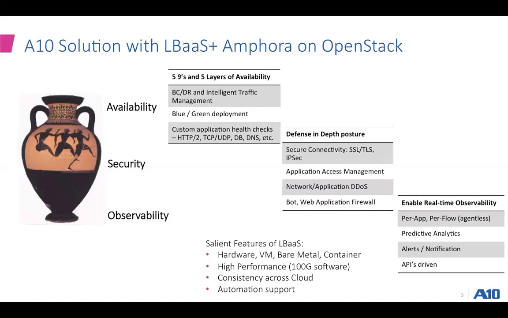So with this solution, our LBaaS can run either as high performance hardware, as a VM, as bare metal, or as a container. We bring in high performance with our integrations around SR-IOV and DPDK, so you can run our software as a single instance at 100 gig. And then you get the same feature functionality across multiple clouds. We realized that there is a need to automate the workloads as well as automate the deployment and configuration of the load balancer. So we have strong support for the automation tool chain.